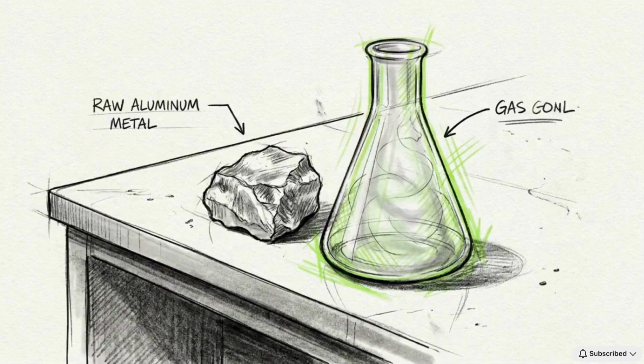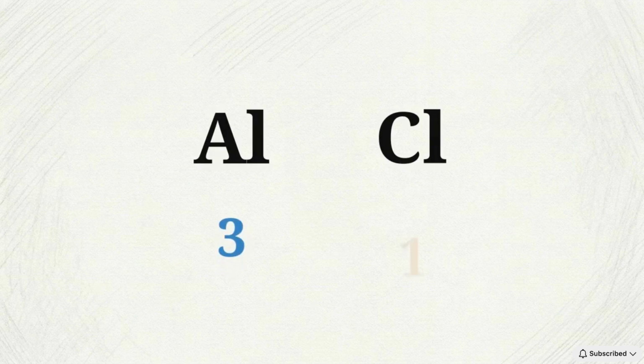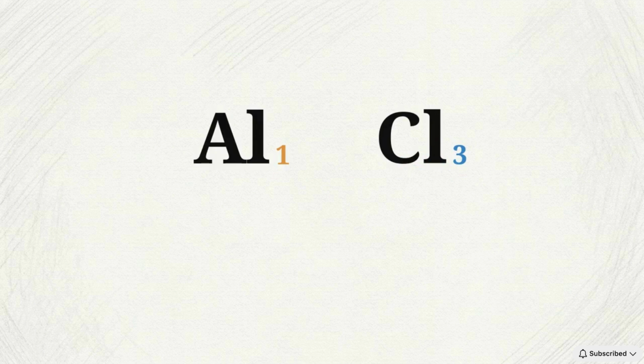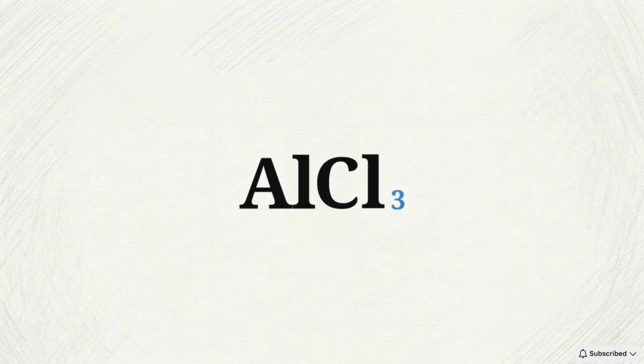Let's build a common compound from scratch, aluminum chloride. First, we write the symbol for aluminum, Al, and chlorine, Cl, side by side. Then we look at our table to find their matching powers. Aluminum has a power of 3, and chlorine has a power of 1. To find the formula, we simply swap these numbers. The 3 from aluminum moves to the chlorine, and the 1 from chlorine moves to the aluminum. Since we don't write the number 1 in chemistry, it disappears, leaving us with AlCl₃.